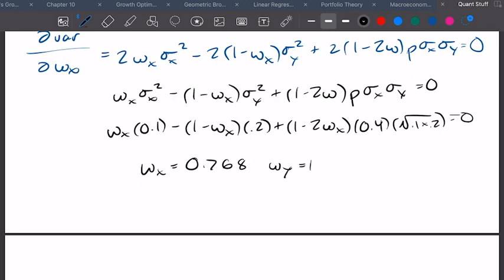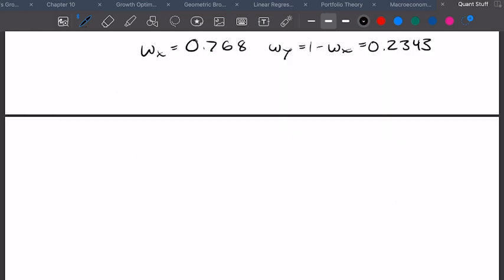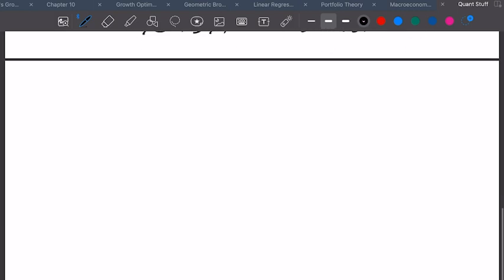That means that the weight of Y would be the inverse, which is 1 minus the weight of X, which is 0.2343. This means that the weight of X is 76.57% of the portfolio, and the weight of Y is 23.43% of the portfolio.